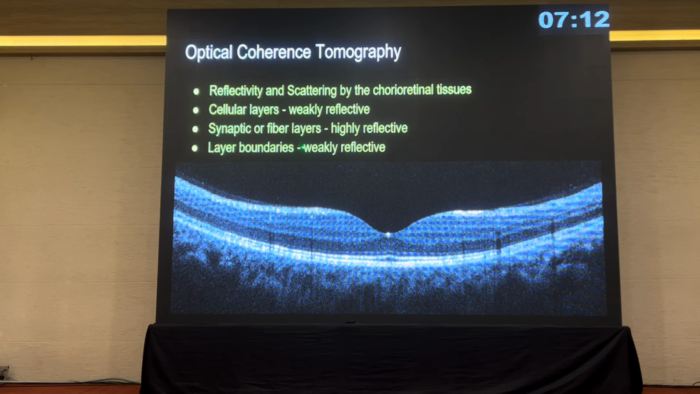We are looking at the reflectivity characteristics of the retinal layers in OCT. And from this you can see that the cellular layers, which are the outer nuclear, inner nuclear, and the ganglion cell layers, are hyporeflective, whereas the regularly arranged retinal nerve fiber layer as well as the plexiform layers are hyperreflective. And most of these layers will have some reflectivity at the boundaries because of the faint changes in the refractive indices.